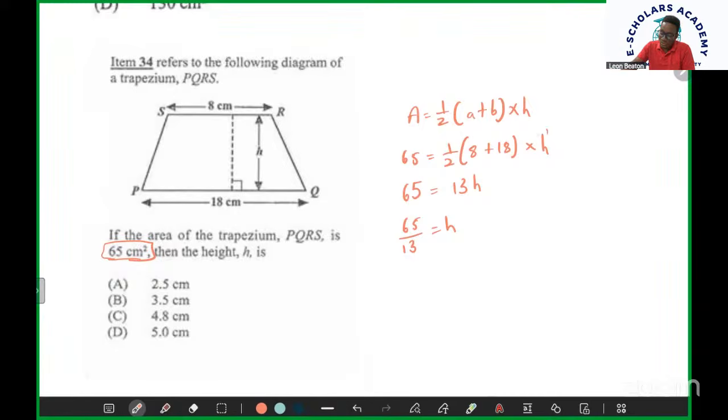You do a little substitution until you get 65. Substitute these answers here until you get 65. But time, you can't spend too long on this question.